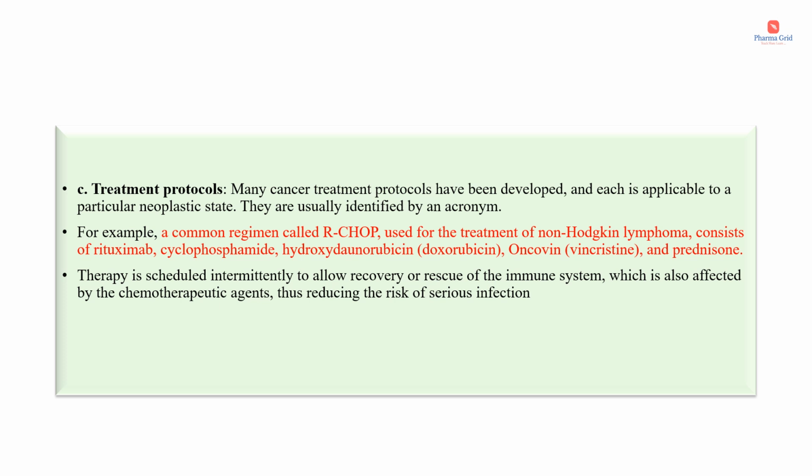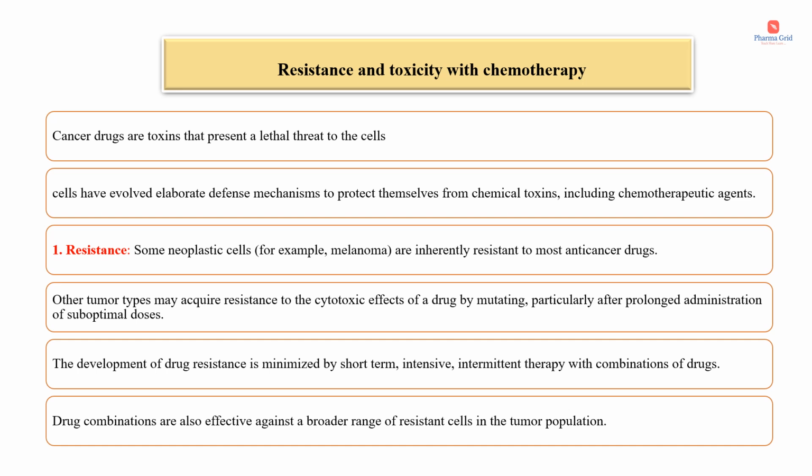Therapy is scheduled intermittently to allow recovery or rescue of the immune system, which is also affected by the chemotherapeutic agents, thus reducing the risk of serious infection. Resistance and toxicity with chemotherapy. Cancer drugs are toxins that present a lethal threat to the cells. Cells have evolved elaborate defense mechanisms to protect themselves from chemical toxins, including the chemotherapeutic agents.